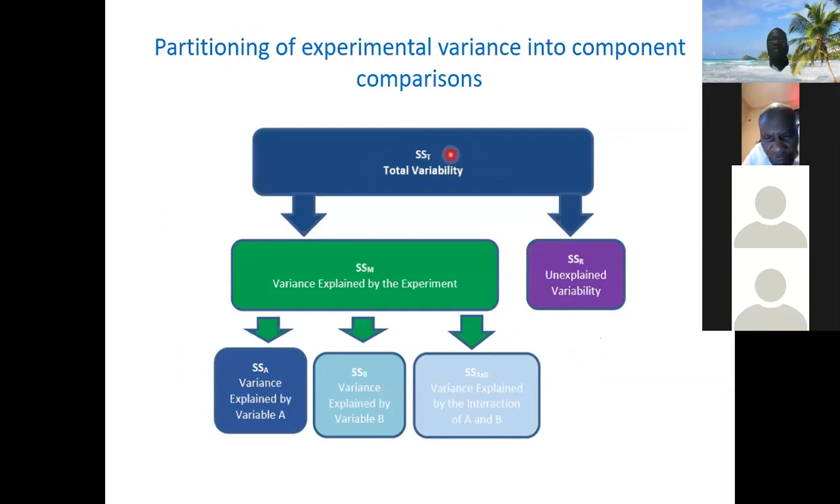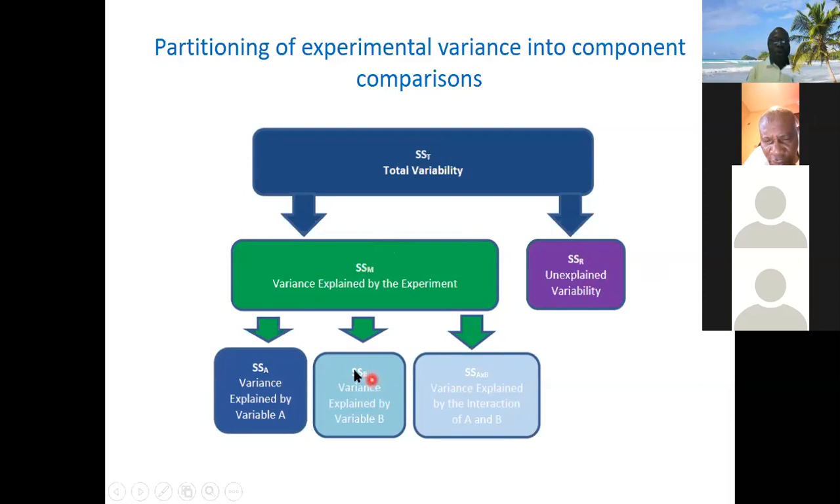This first one is the total sum of square. The total sum of square, of course, is made up of two: the sum of square model, which is between, and the sum of square residual, which is within. The green is the between. The purple is the within.